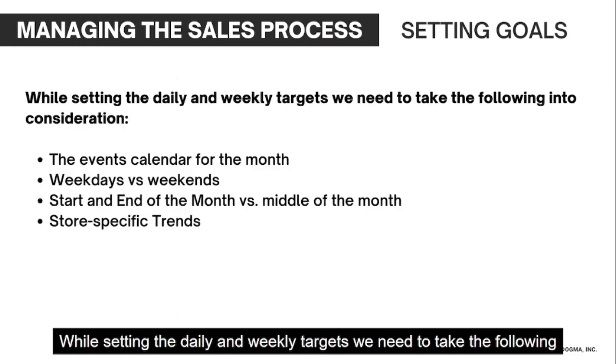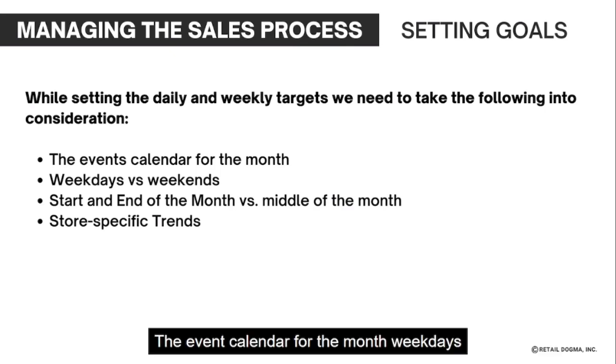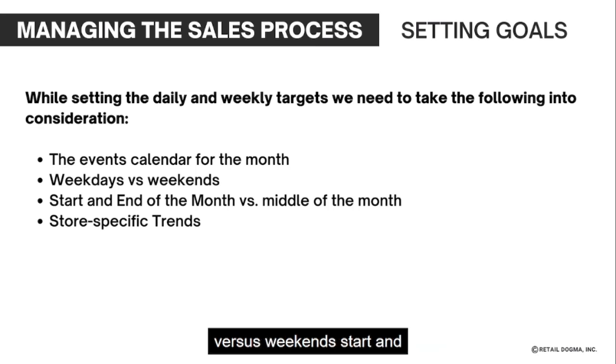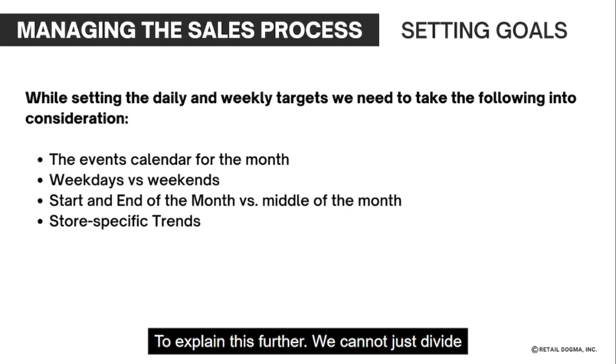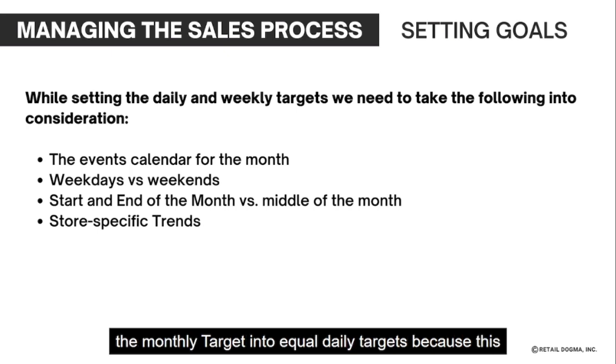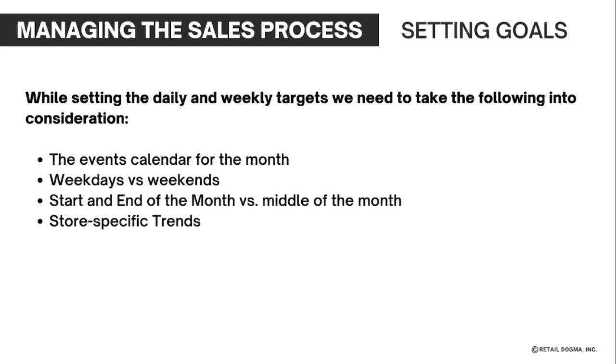While setting the daily and weekly targets, we need to take the following into consideration: the event calendar for the month, weekdays versus weekends, start and end of the month versus middle of the month, and store-specific trends. To explain this further, we cannot just divide the monthly target into equal daily targets because this will not be realistic. Sales typically are higher in the weekends and lower in the middle of the week.